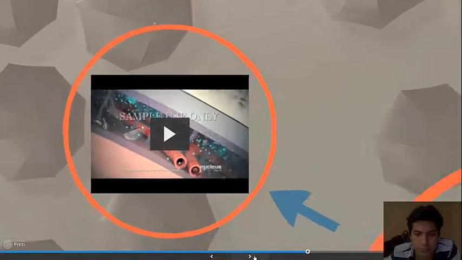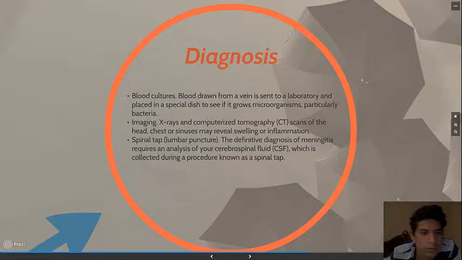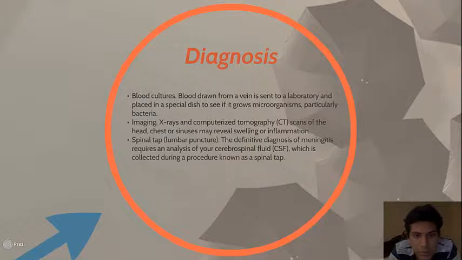Diagnosis: blood cultures. Blood drawn from a vein is sent to a laboratory and placed in a special dish to see if it grows microscopic bacteria. Imaging, X-rays, and computerized tomography scans of the head, chest, and sinuses may reveal swelling or inflammation. Spinal tap, lumbar puncture. The definitive diagnosis of meningitis requires an analysis of your cerebrospinal fluid, which is collected during a procedure known as spinal tap.